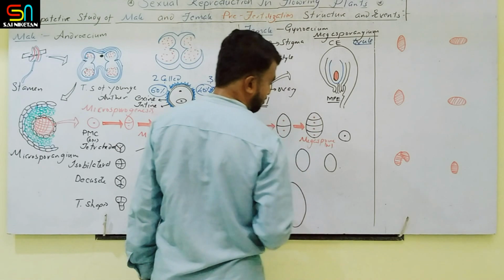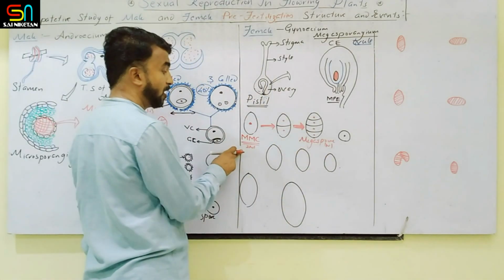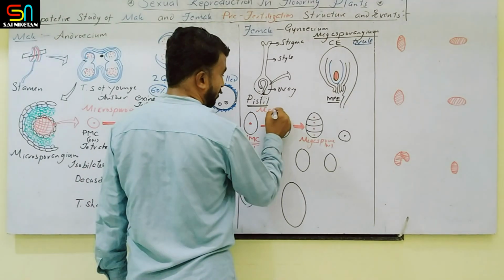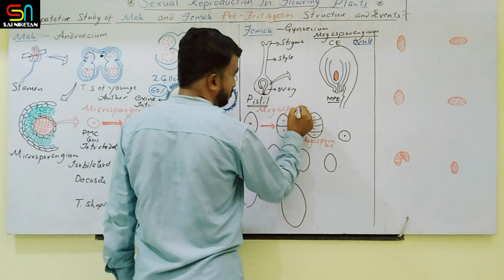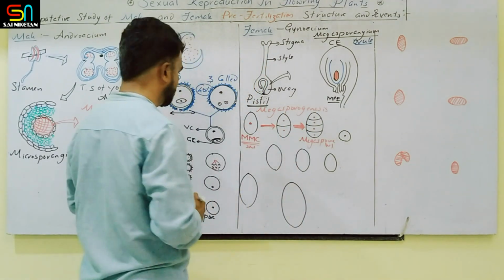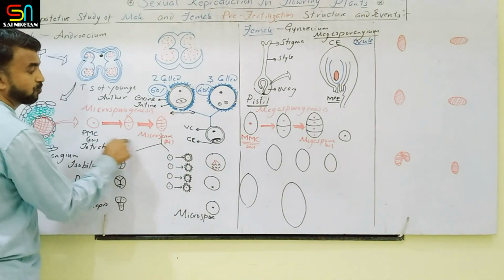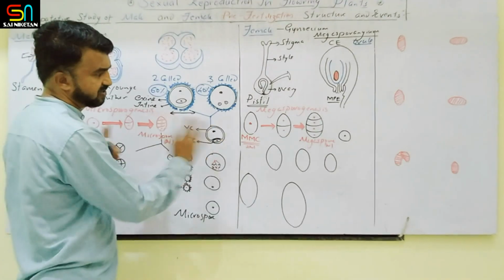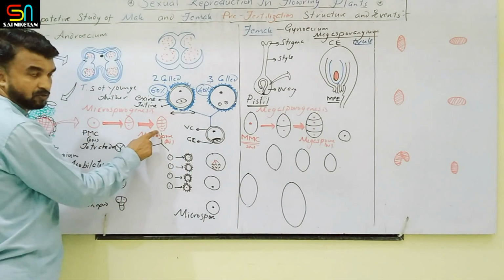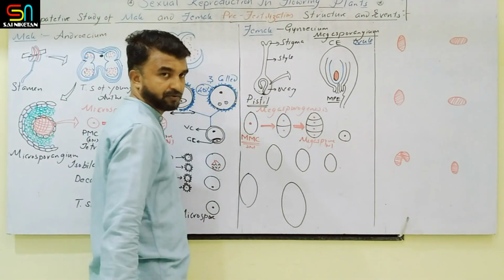Here, this event, the formation of haploid megaspores from the diploid megaspore mother cell, is called megasporogenesis. Now, this is megasporogenesis, this is microsporogenesis. The event is almost similar. Here from each pollen mother cell, 4 microspores are produced. From each megaspore mother cell, 4 megaspores are produced.